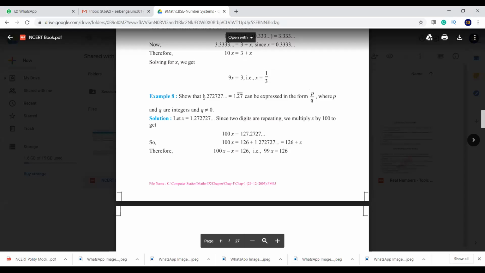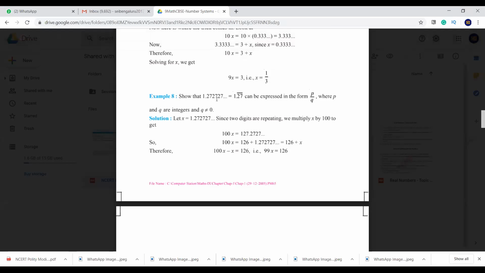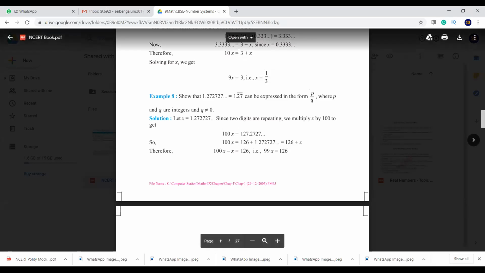In this example 8, 1.272727, after the decimal two numbers are similar continuously. So for that, we can multiply with 100. If three numbers are similar, for example 275, 275, 275, in such a case we can multiply with 1000x. Then after subtraction of the first equation and second equation, we can find the x value.